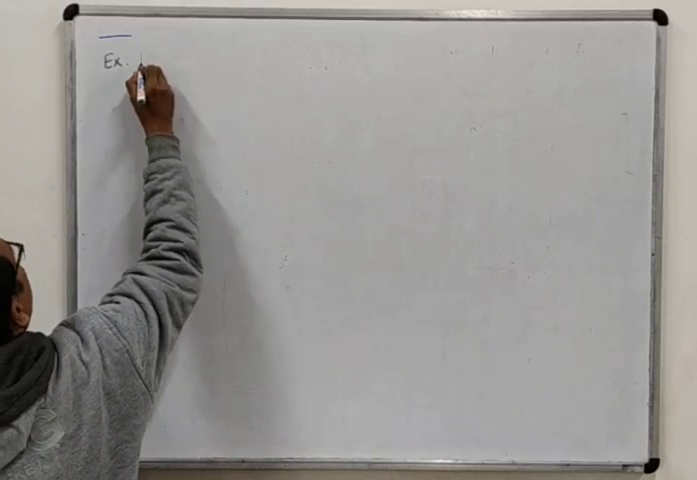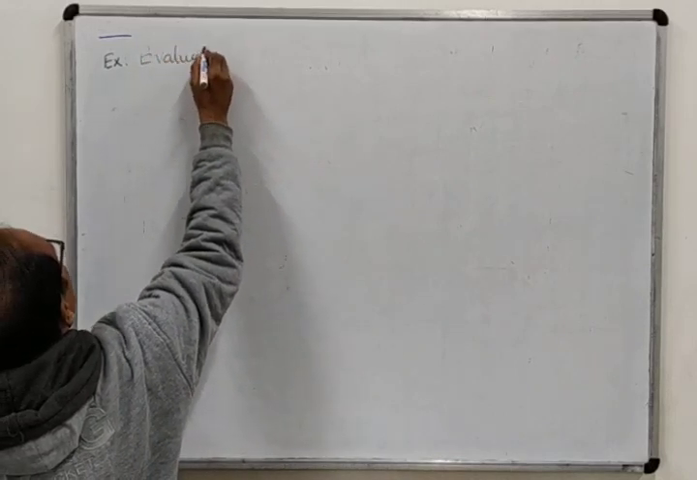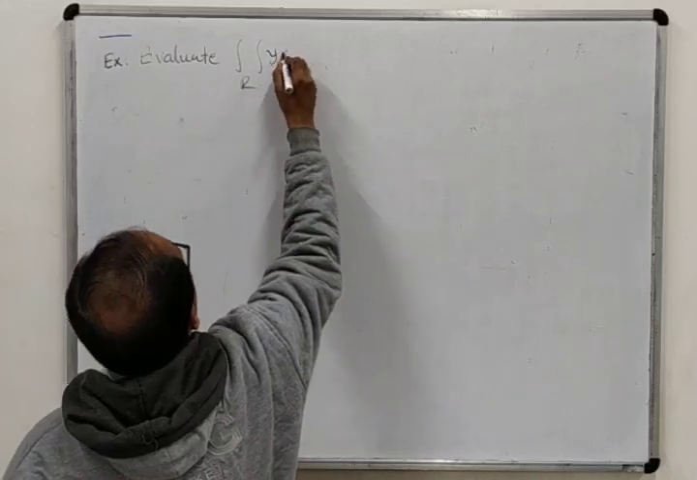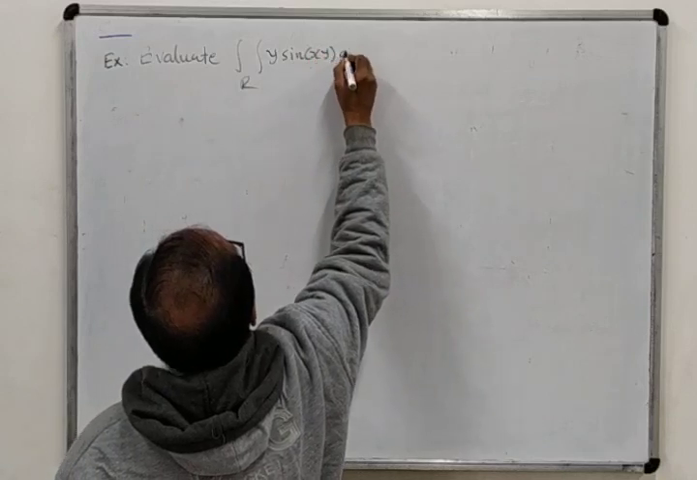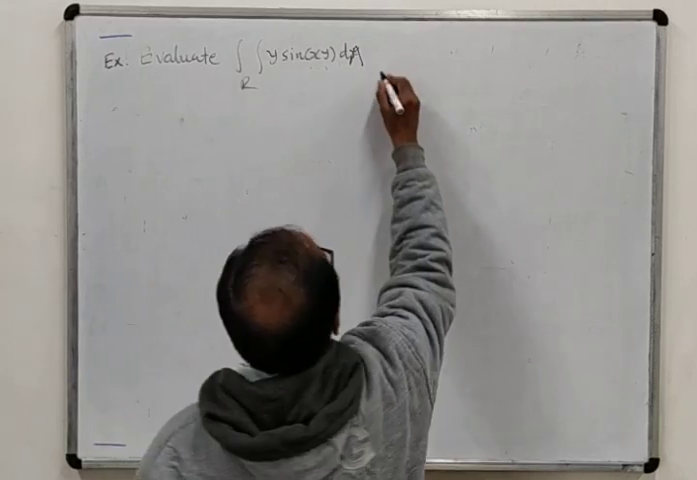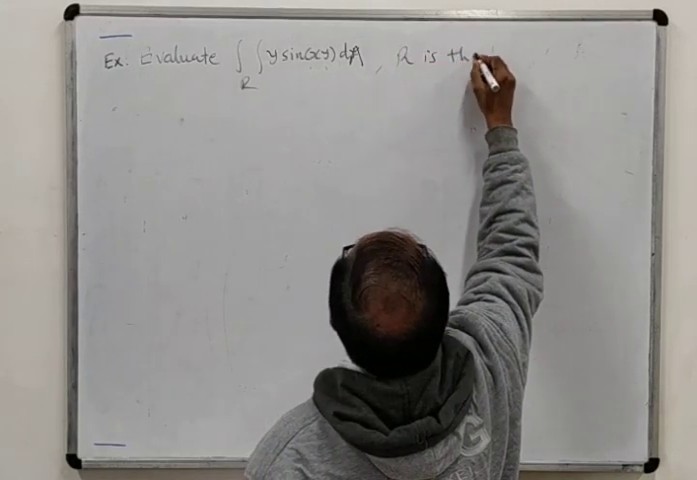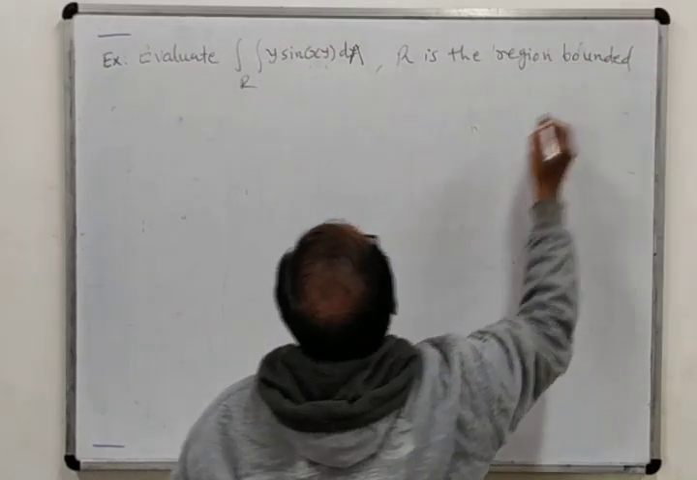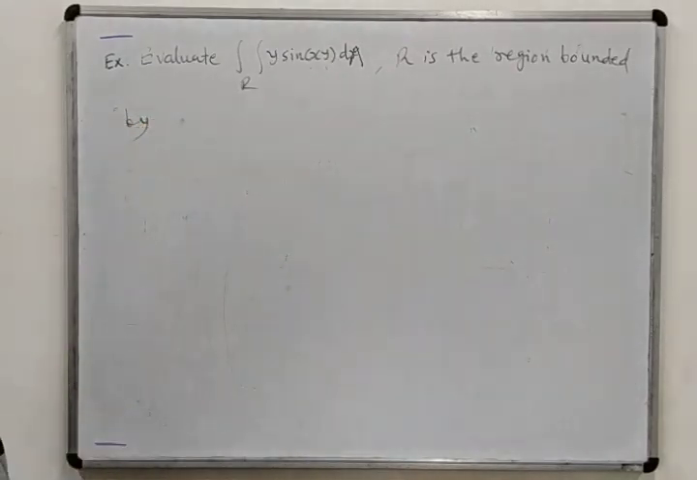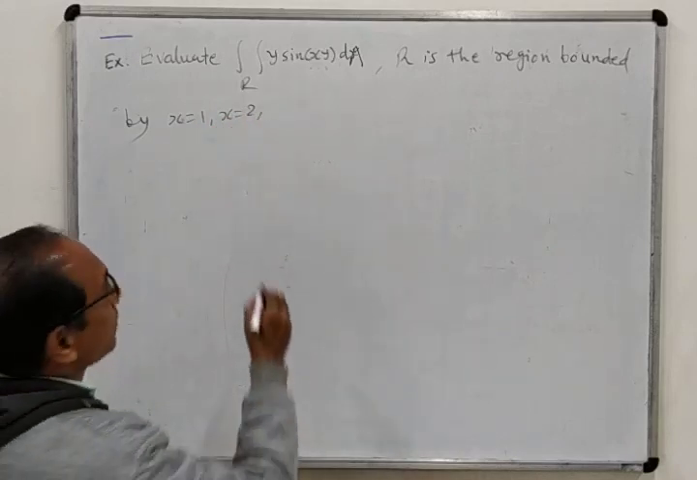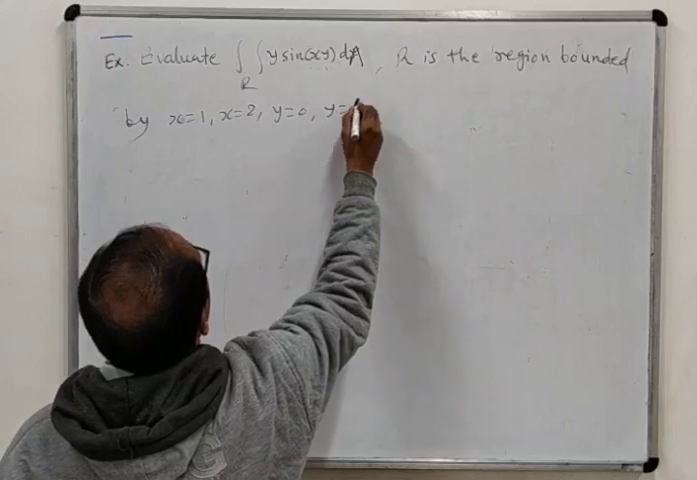Now let us see another example. Evaluate the double integral of y sin(xy) dA, where R is the region bounded by x = 1, x = 2, y = 0 and y = π/2.